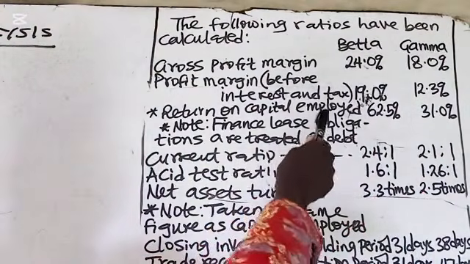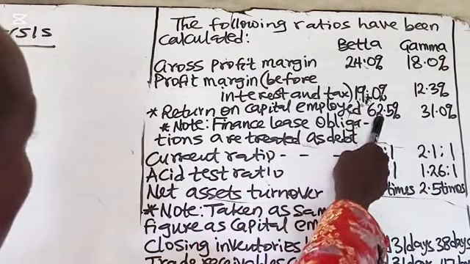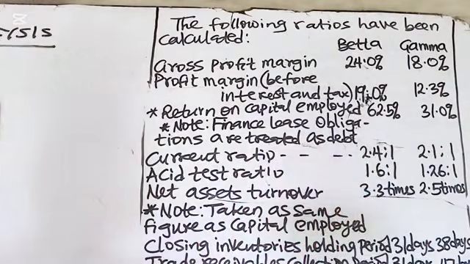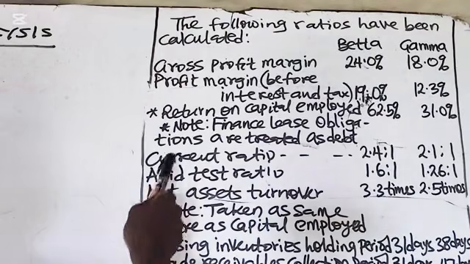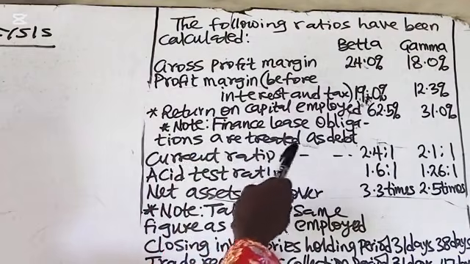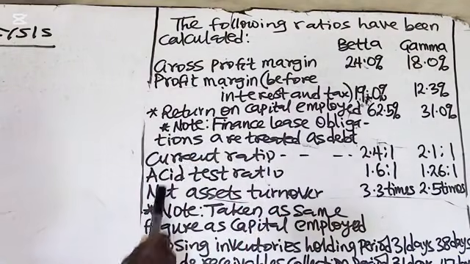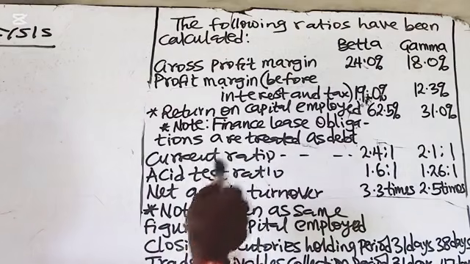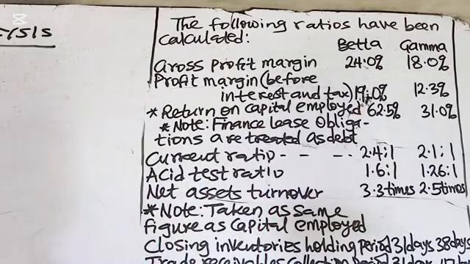Return on capital employed is 62.5% for Beta and 31.0% for Gamma. Then notes: finance lease obligations are treated as debt. So a finance lease obligation is debt, which means it will be included in the calculation of capital employed.